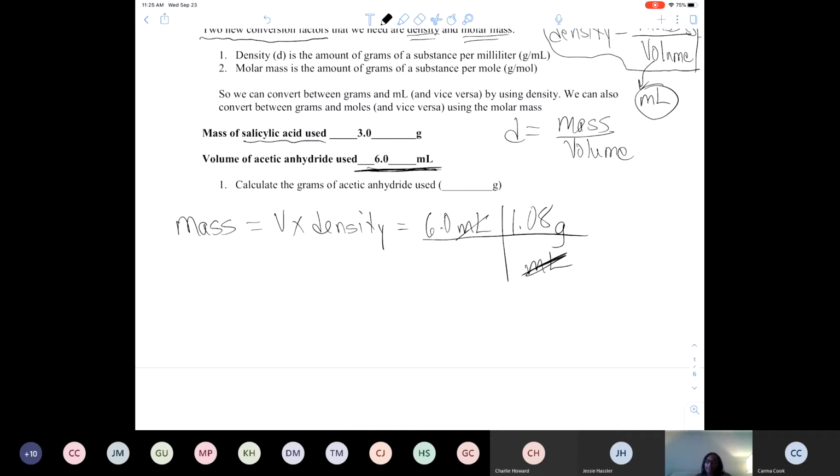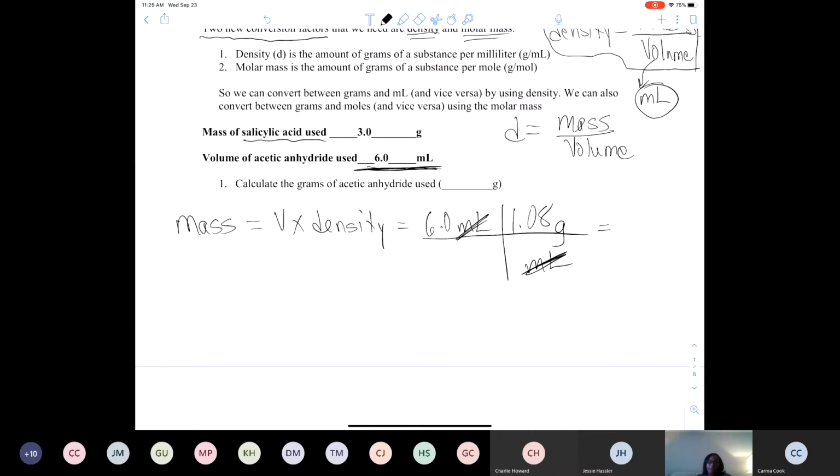The milliliters cancel. Note how the unit that I wanted, grams, is in the numerator. The unit that I needed to cancel out, the milliliters, is in the denominator. So we're using the same technique for converting units that we learned previously. So 6 times 1.08 is 6.48 grams.